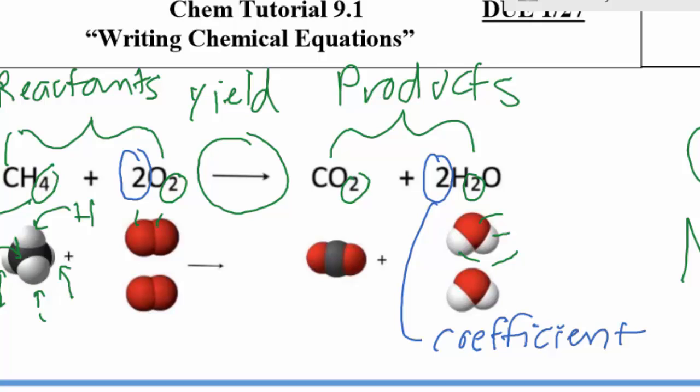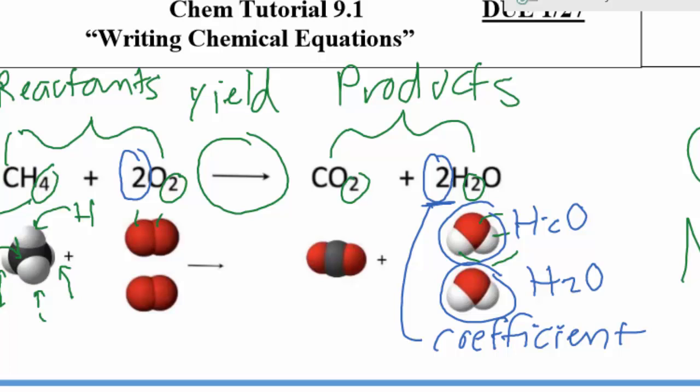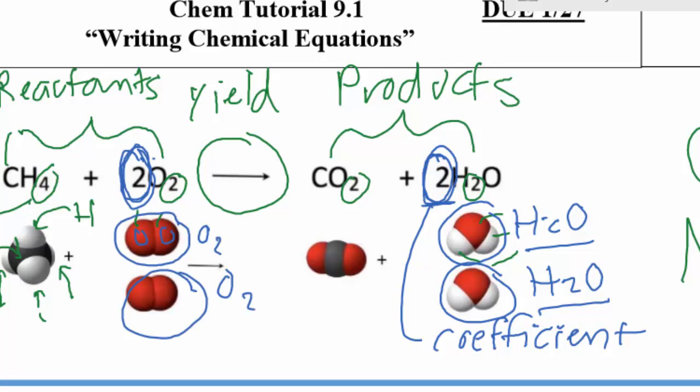So here it says we have 2 H2Os. What that means is that here is 1 H2O molecule, and then here's another H2O molecule. So you can see we have 2 H2Os, and we represent that with this big number 2 in front of the compound. Now that's the literal definition for a coefficient.